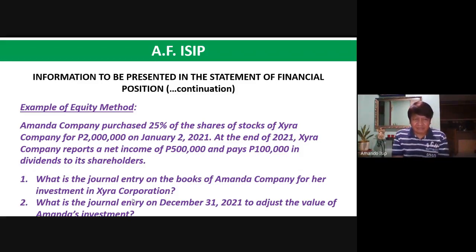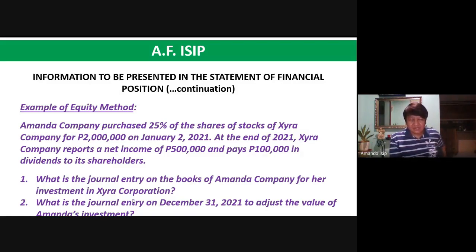So let's discuss this illustrative problem concerning the equity method. As I have said, you cannot understand the concept and the theory without an illustrative problem. So let's read this illustrative problem. Amanda Company purchased 25% of the shares of stocks of Syra Company for 2 million pesos on January 2, 2021. So we have two parties, Amanda Company and Syra Company. Amanda purchased 25% of Syra, and that happened at the beginning of 2021. At the end of 2021, Syra Company reports a net income of 500,000 and pays 100,000 in dividends to all its shareholders. The problem is clear.